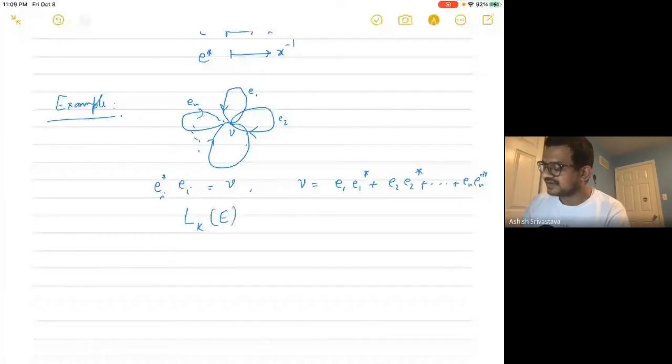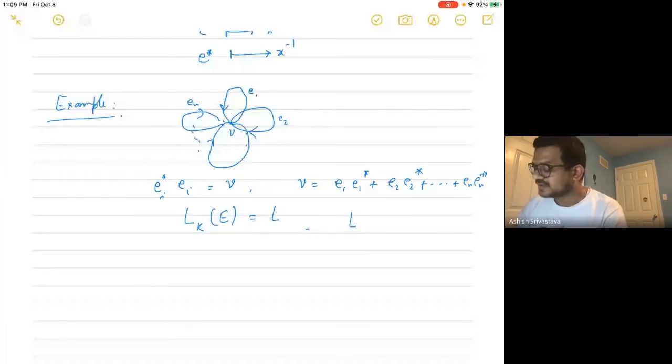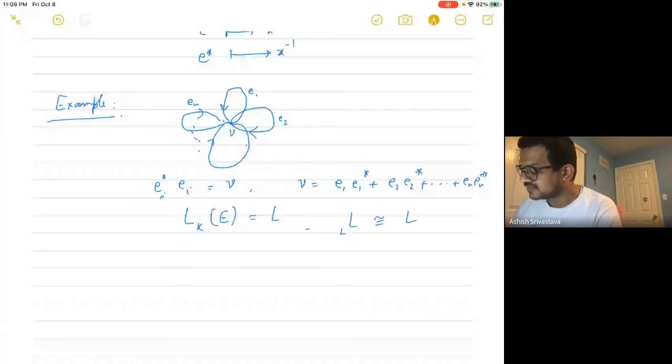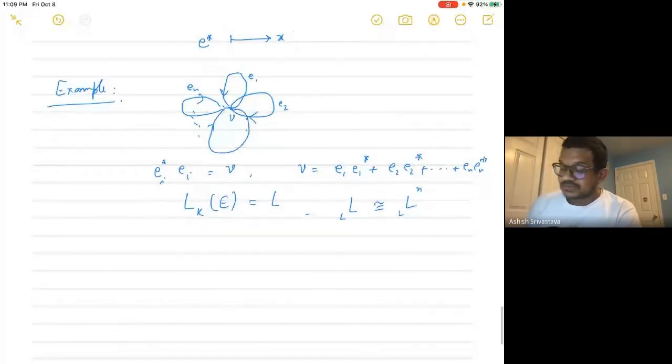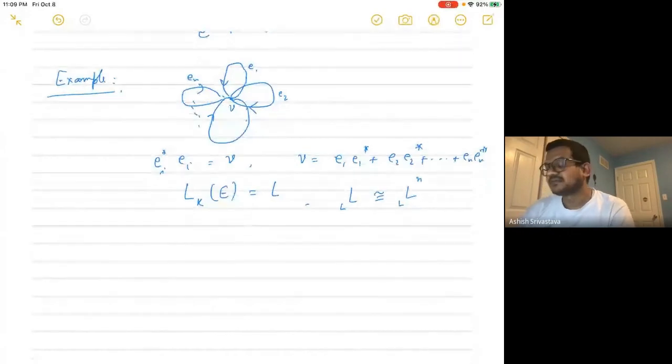And so if you denote this Leavitt path algebra by L, then you have L as a module over itself is isomorphic to n copies of L, right? So this is an example of a ring with non-IBN.